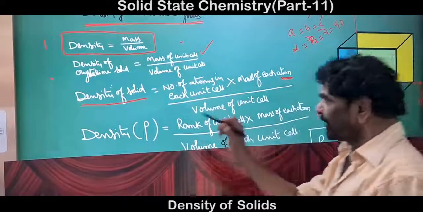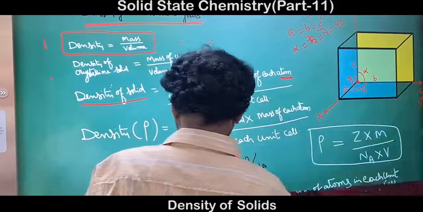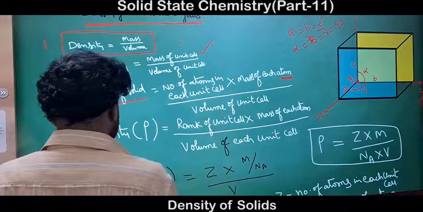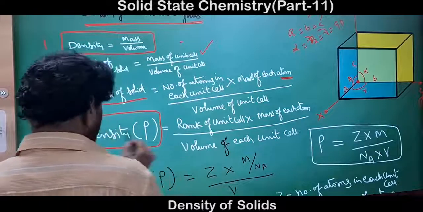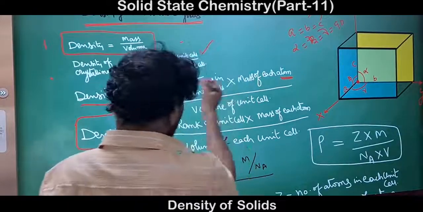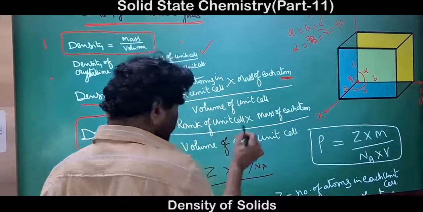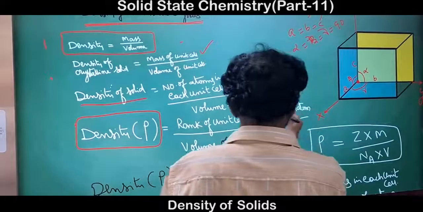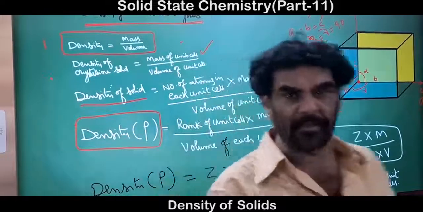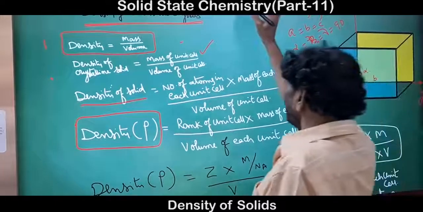So here, the density of the solid is equal to this. Density is normally represented by rho, the rank of the unit cell, which is the number of atoms present in the unit cell, times the mass of each atom or each lattice point associated with this one.